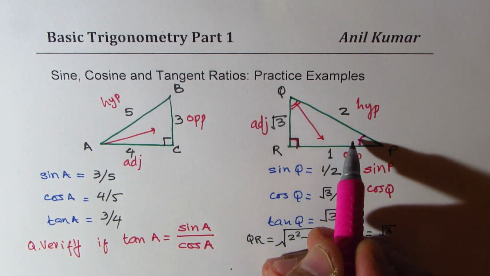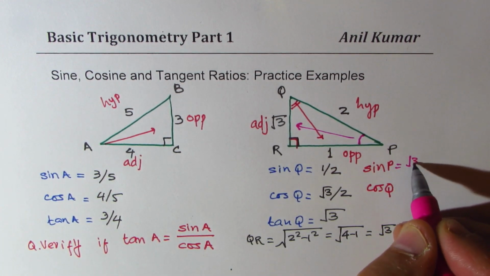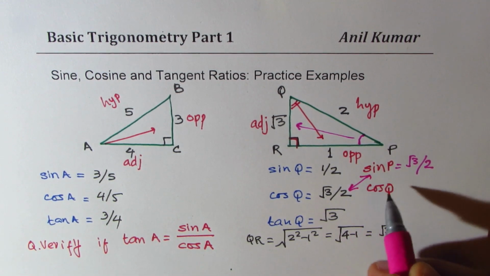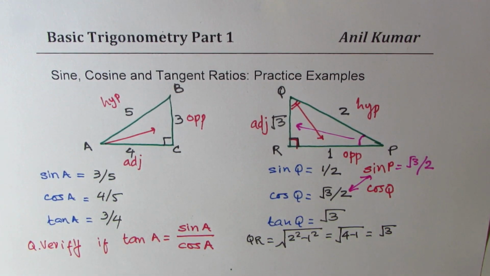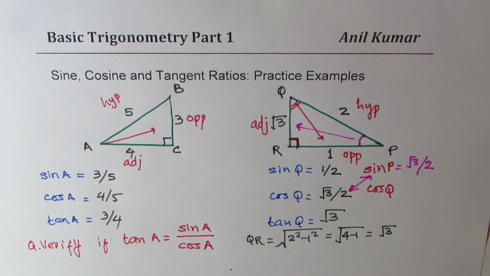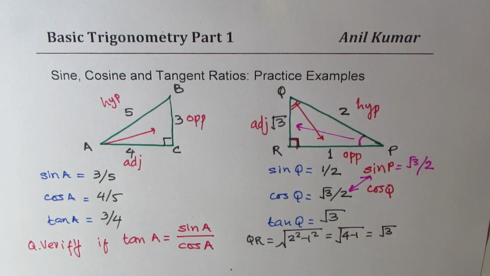So that is to say, if you see this triangle from the side P, in that case, sine will be the opposite side of square root 3. So this will be square root 3 over 2, which you can see is the same as cos of Q. Perfect. So that is also a very, very important conclusion. So in any triangle, we call this a complementary relation, right? We'll talk about this later.